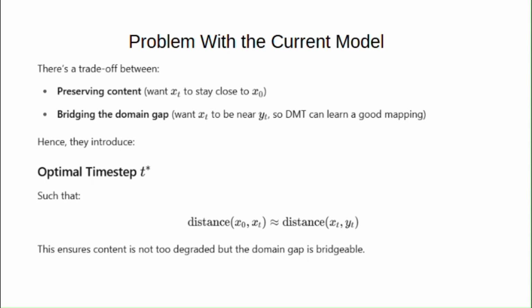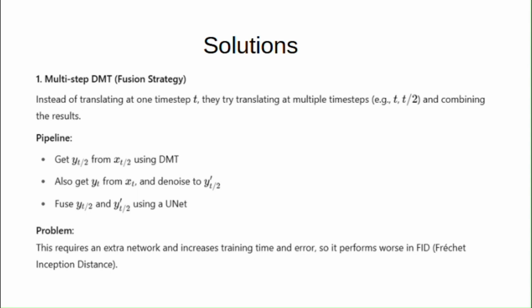The main question then becomes, how do we find this optimal T star? And could we improve the results by either using multiple timestamps or assigning different timestamps to the source and the target images? These are precisely the directions we explore in the next section. To address the timestamp selection issue discussed earlier, we explore two alternative strategies designed to improve the translation quality and flexibility. The first strategy is multi-step DMT, also known as the fusion strategy, and the second strategy is asymmetric diffusion timestamps. Let's begin with the multi-step method.